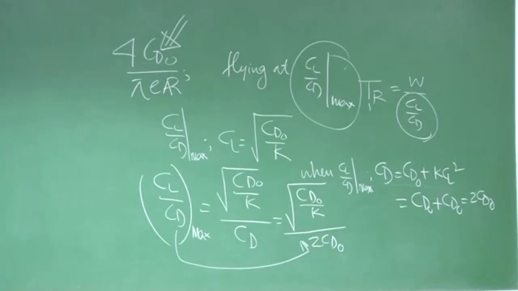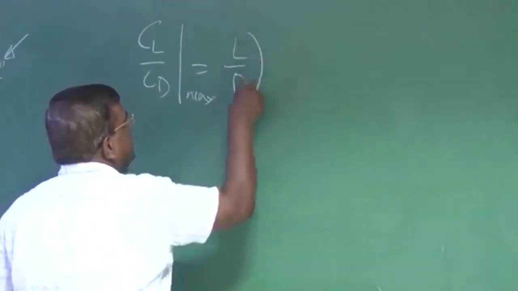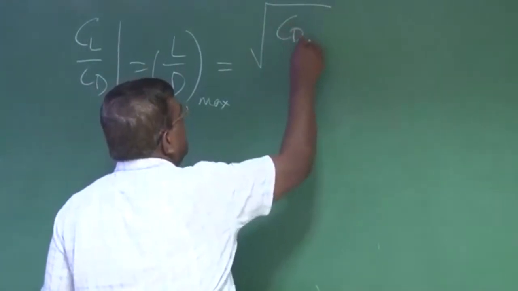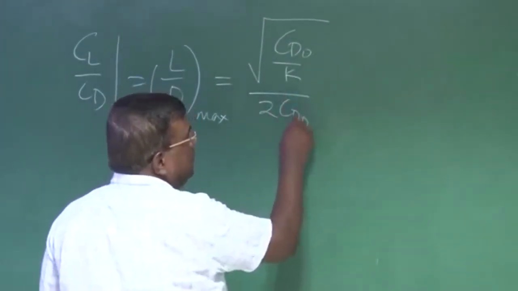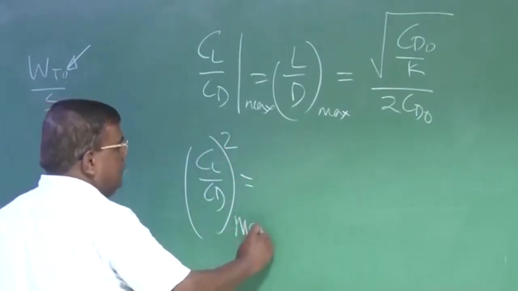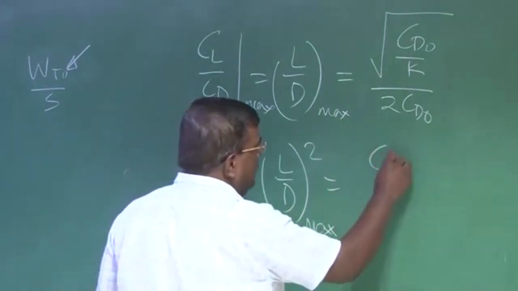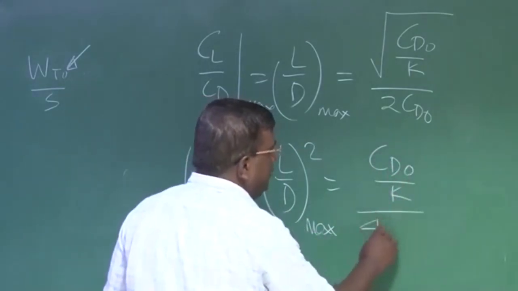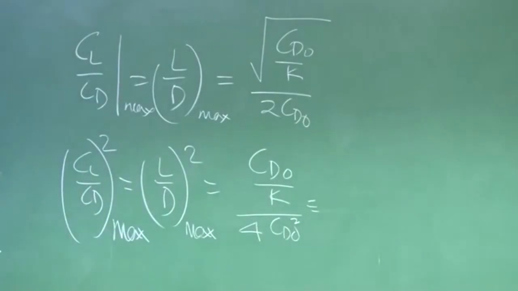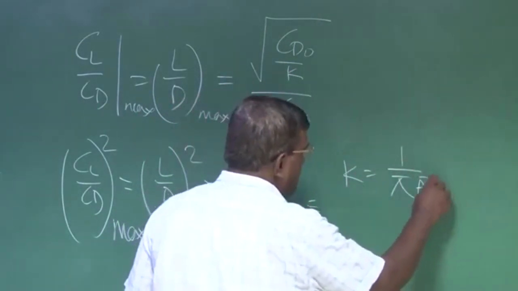So if I write CL/CD max, which is nothing but L/D max, it is equal to under root CD0 by K, divided by 2 CD0. If I take (CL/CD) squared, which is max of course, which is equal to (L/D max) squared, it will be equal to CD0 by K divided by 4 CD0 squared. Yes? Right? And also, what is K? K is 1 by pi aspect ratio E.